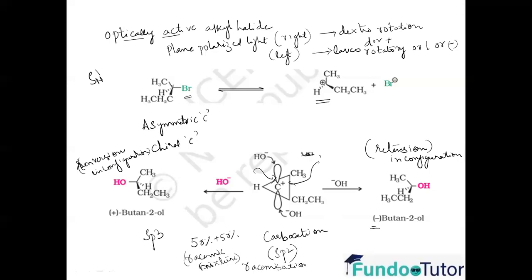Yes. So this is the SN1 reaction. If this is happening, that means racemization is happening or the racemic mixture is obtained only when we are taking the optically active alkyl halide. Right. If the reactant is not optically active, there is no question of racemization.